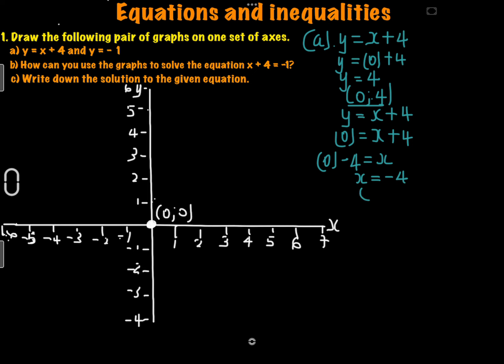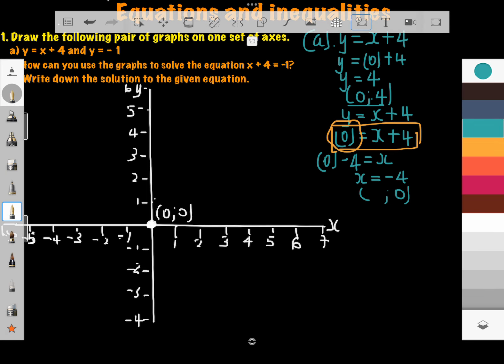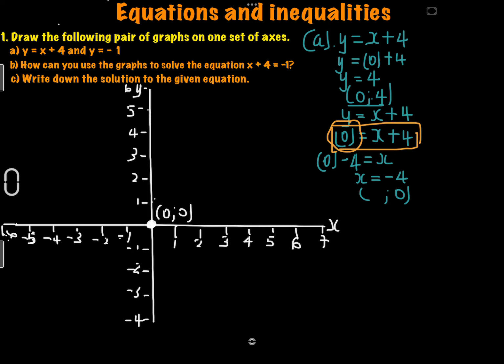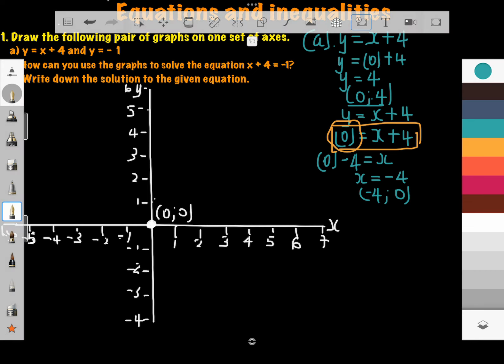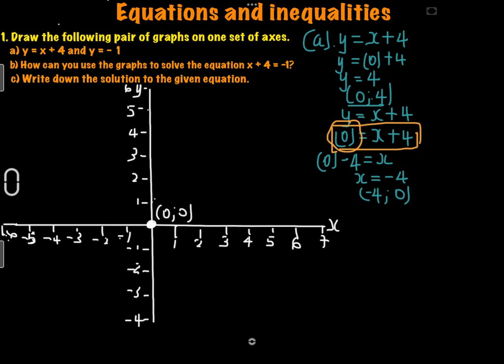So when y is equal to 0, x is equal to negative 4. That's what we found here. Okay, x is equal to negative 4.